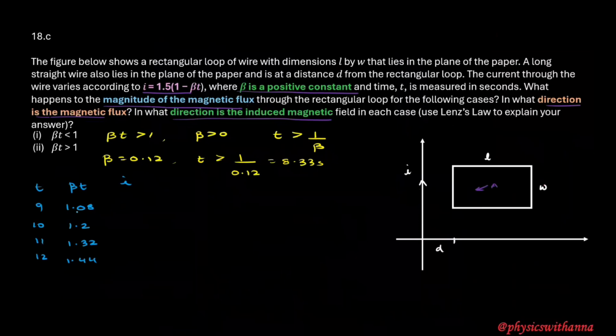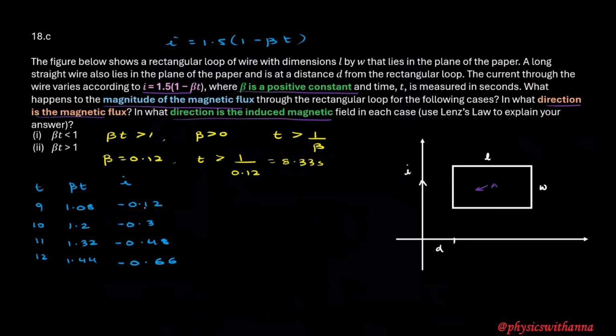All you have to do is substitute beta t in the original value of current, which is I equals 1.5 times (1 minus beta t). So these beta t values I will substitute here. You get current to be equal to negative 0.12. Then this is negative 0.3, negative 0.48, negative 0.66.